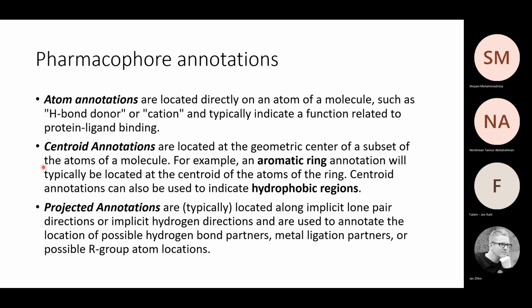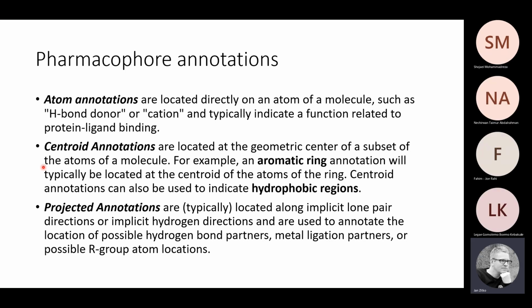Now, before we get to the individual scenarios 1, 2, and 3 in more detail, I would like to have a brief talk about the specific pharmacophore annotations, or pharmacophore features. There are three main categories, and we are asking about this in the final test for this subject. There are so-called atom annotations, or we can also call them point annotations, which means that the annotation is located directly on an atom. It can be something like an H-bond donor, because an H-bond donor is associated with a distinct heavy atom. It can be an H-bond acceptor, a cation, an anion, and so on.